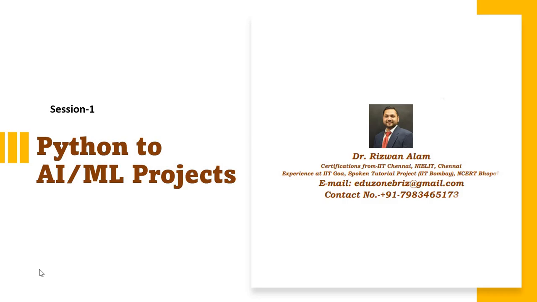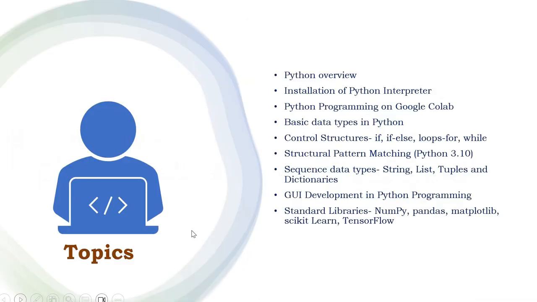So now let me go to the topics that you need to know if you want to cover all those things that are required for an AI/ML project. But before that, of course, if you are going to use Python programming for completing an AI/ML project, then you need to have a Python overview, then how you will install your Python interpreter, then how you can use Google Colab files for Python programming, and what the basic data types in Python are. So these are the things that you will start with.